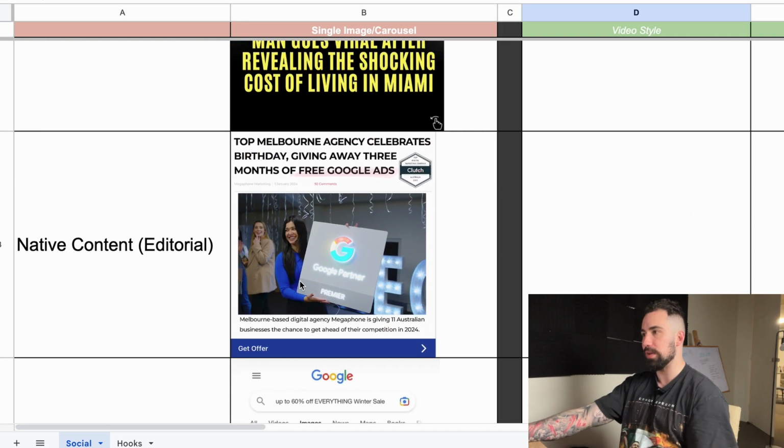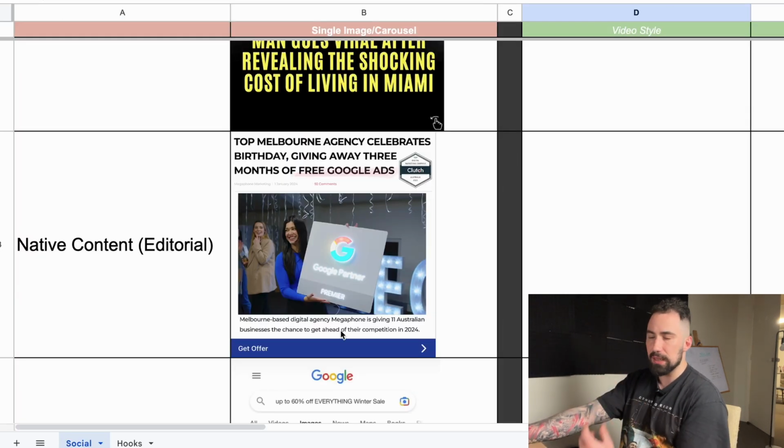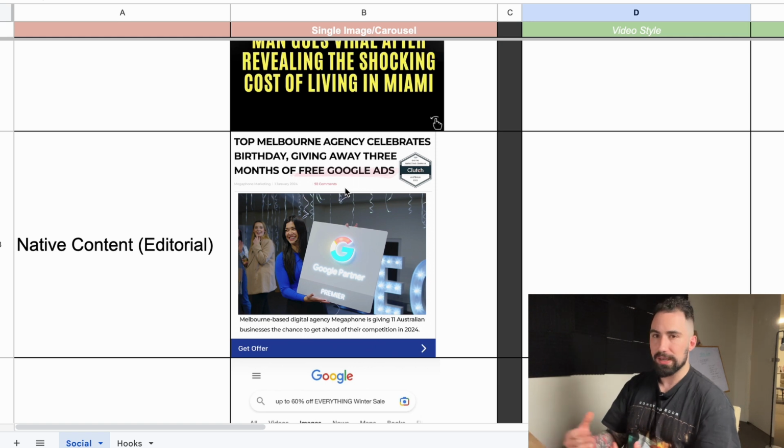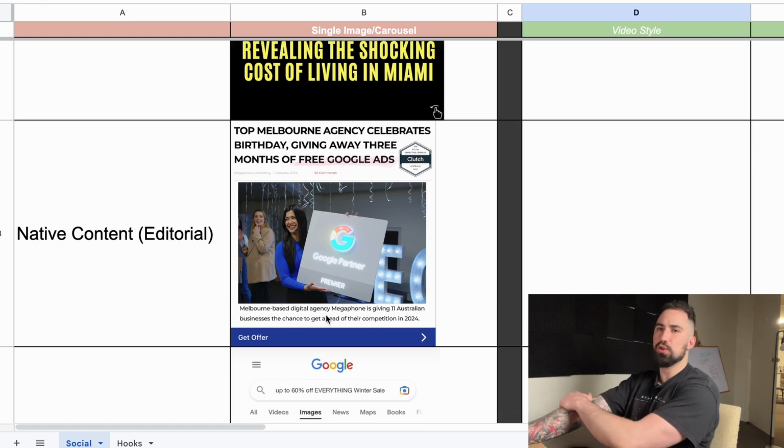This, again, is the same style of ad. This native content, I like this type of ad. This becomes more of the advertorial style, right? So this is not problem solving, it's solution aware, and I would usually use this as solution aware. It's a native style, authority, social proof, they're getting an award, and it looks like an organic post, right? Top Melbourne agency celebrates birthday, giving away 3 months of free Google ads, inserting that offer, a strong offer. This is a strong offer in here, right? And you click get offer, bam. So this is a good ad right away.